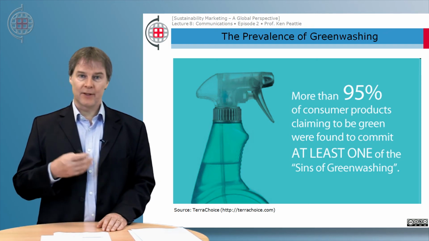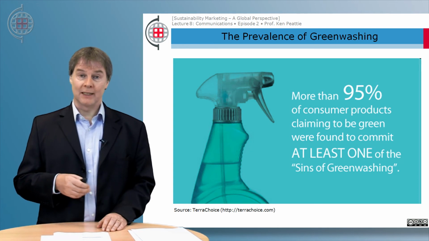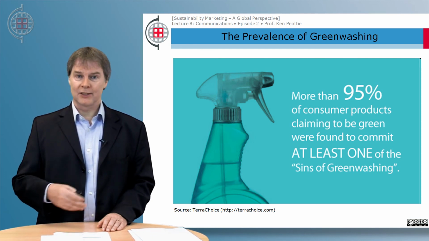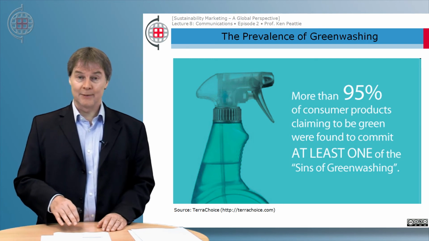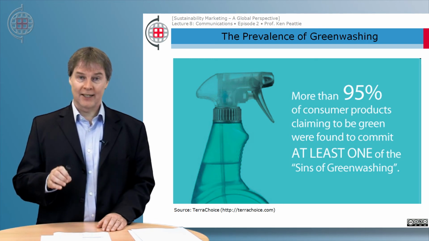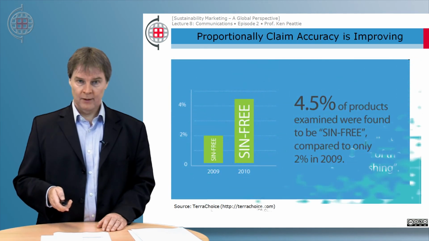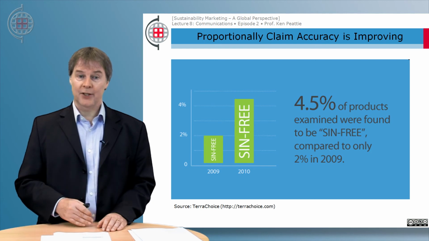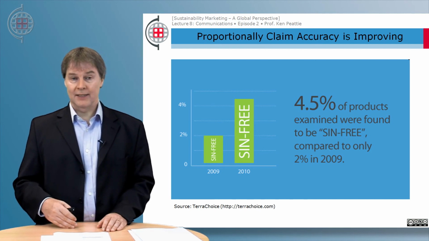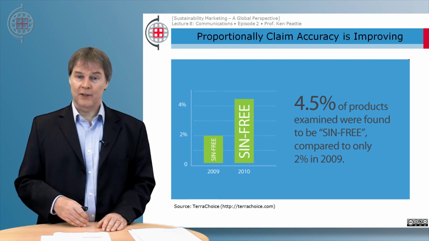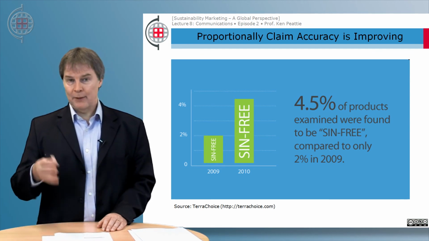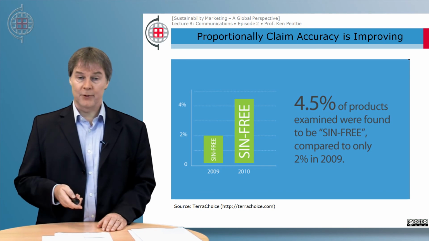Not necessarily all of them, and very often most of the communication on a particular product or package or advert would be correct. But nearly all companies were making some mistakes somewhere along the way. So it just goes to show that it can be quite difficult to get your sustainability marketing communications absolutely accurate, absolutely trustworthy. What was promising, perhaps, is that the proportion of products that were completely sin-free, whose marketing communications were absolutely accurate, had doubled between the 2009 and the 2010 survey to almost 5% of products. So we could say at least proportionally that claim accuracy does seem to be improving.